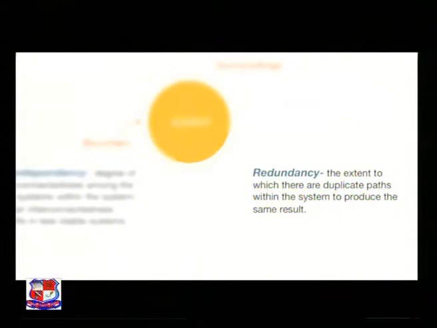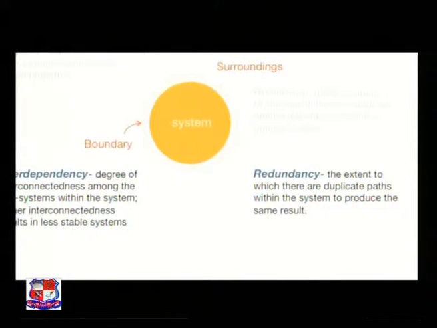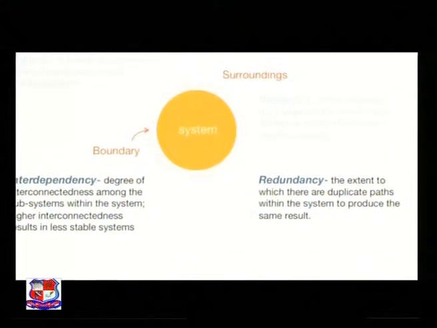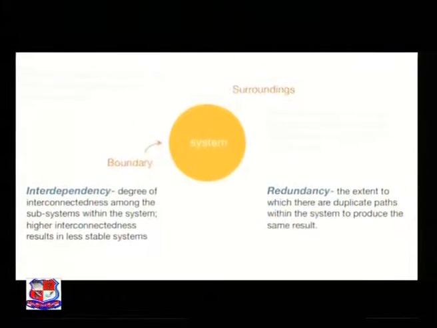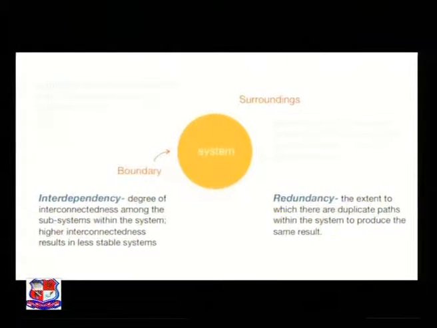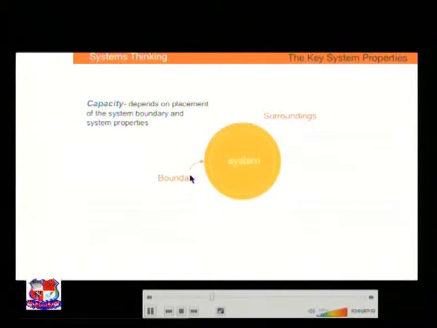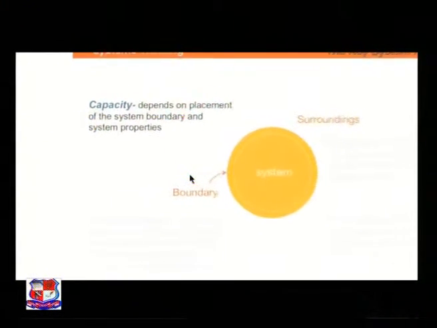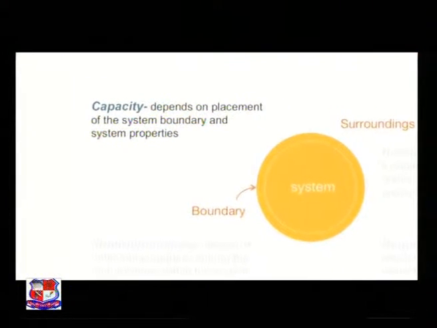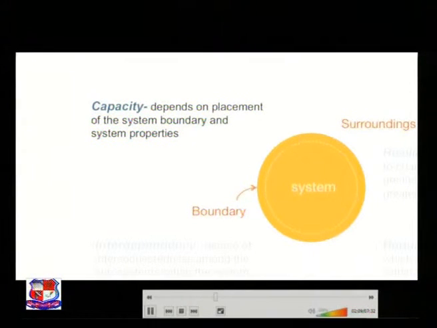Redundancy is the extent to which there are duplicate paths within the system to produce the same result. Compact disks oftentimes have 4 redundant tracks of the same information, so that if there's a speck of dust on one of the bits, there are 3 others which can provide the same information. This is an example of redundancy. The capacity of the system depends on where the system boundary is placed. It also depends on the properties of the system itself. The capacity refers to the productivity of the system.